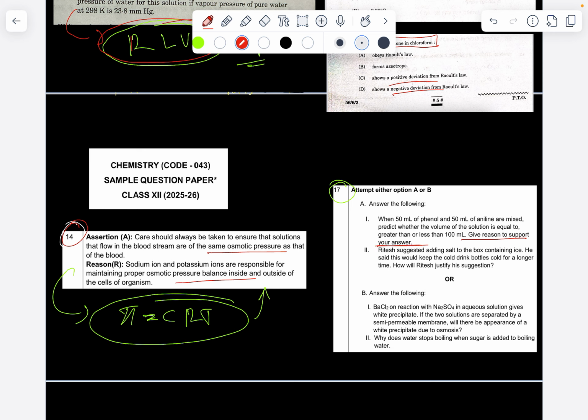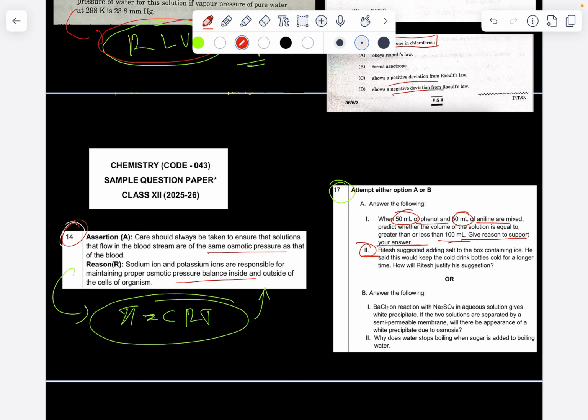So now listen carefully. In this year's sample paper, we have phenol and aniline. Definitely it comes from ideal and non-ideal solutions only, but they are applying some tricky way. Now please read the second question. Ritish suggested adding salt to the box containing ice. He said this would keep the cold drinks bottles cold for a longer time. How will Ritish justify his suggestion?